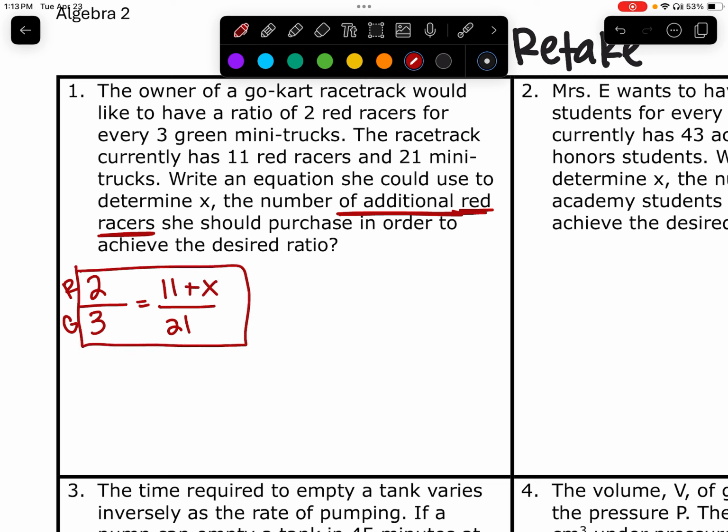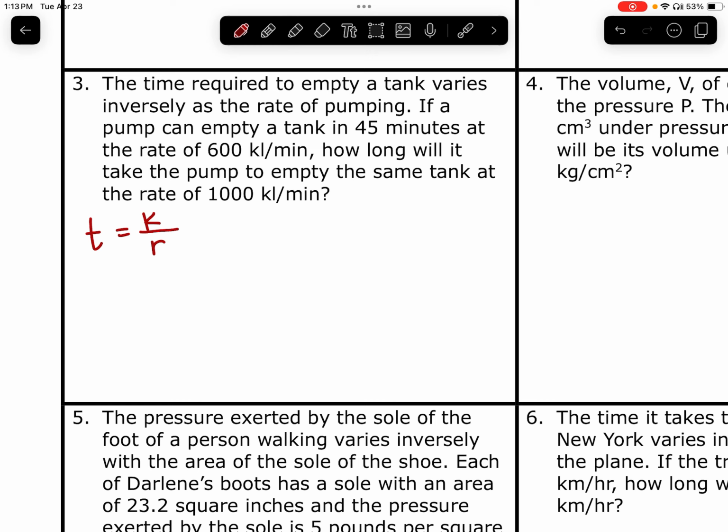Number 2. Number 3. The time required to empty a tank varies inversely. So time varies inversely as rate. And if a pump can empty a tank in 45 minutes at the rate of 600 kiloliters, I was like, what is KL? Per minute, how long will it take to empty the rest of that?